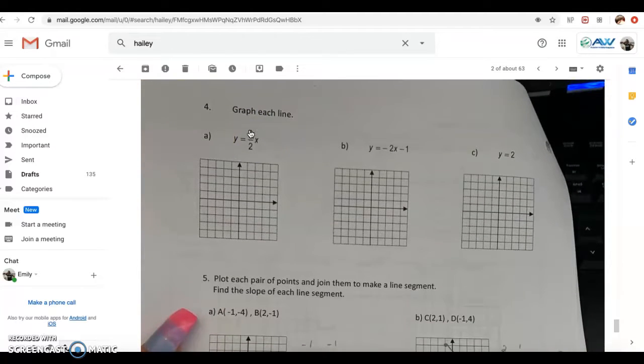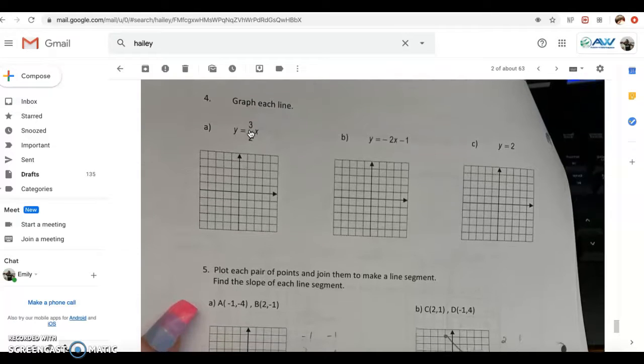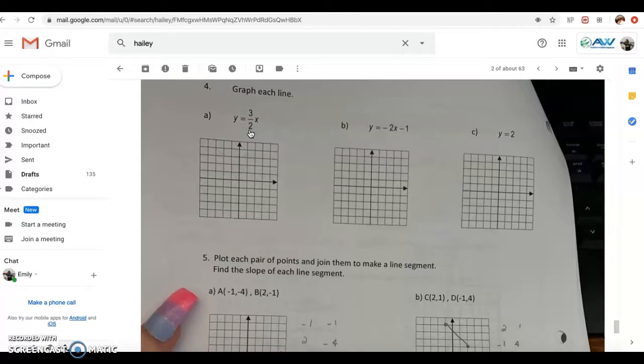Okay, so same idea. You're given equations for lines, and you're asked to graph them. So I'll just give you some hints for these. This middle one, we can do pretty much the same thing that we did before. The only kind of weird thing is that you're going to treat the slope as negative 2 over 1. So your rise would be negative 2 and your run would be 1. When you have a whole number for slope, that's how you use that.